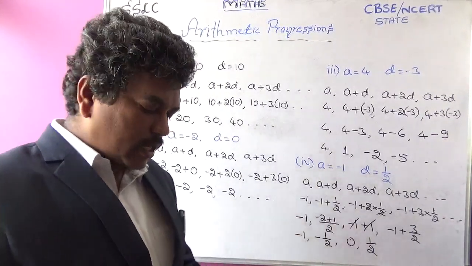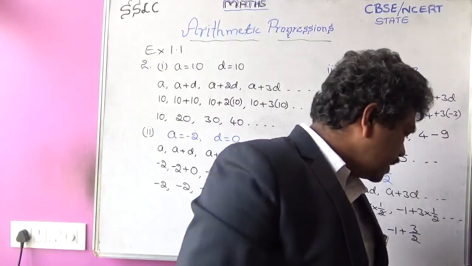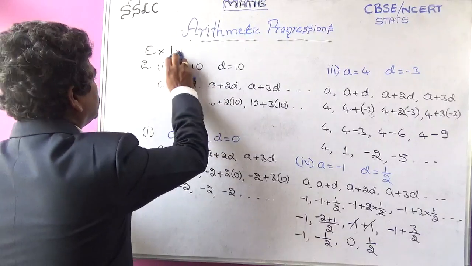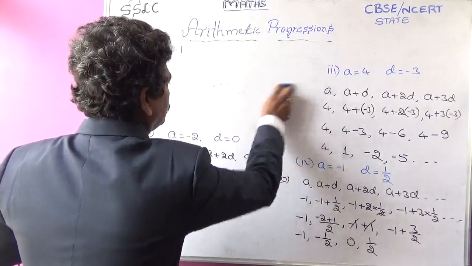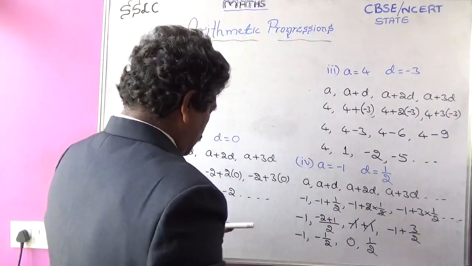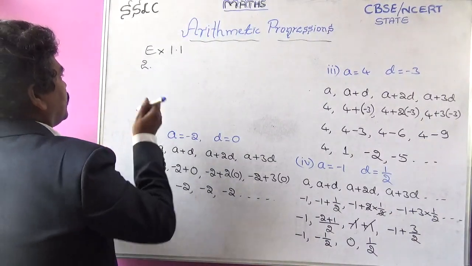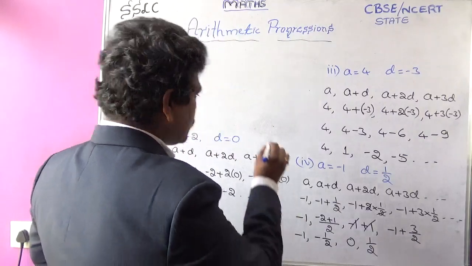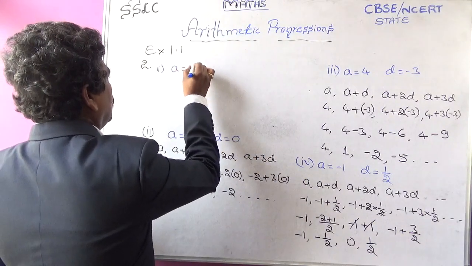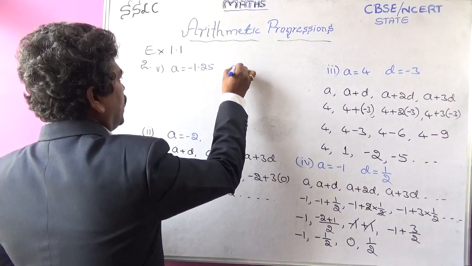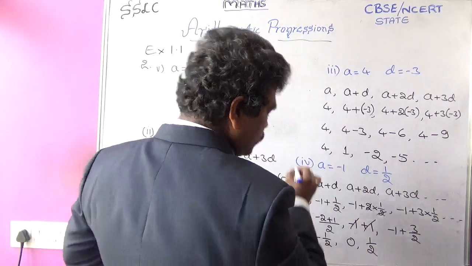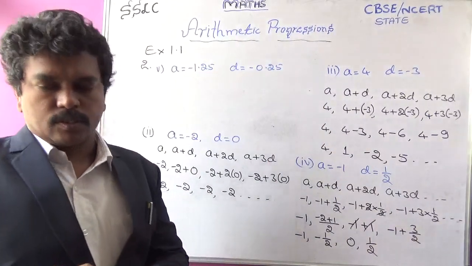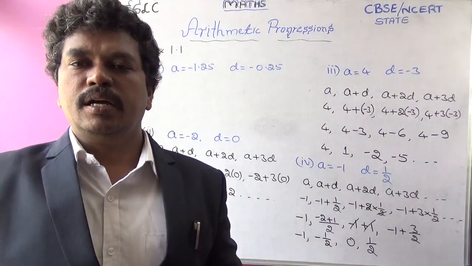So there is another one. The decimal numbers are given. So I have to take here the decimal numbers, that is the fifth one. You observe here, there is a fifth problem. They given that A is equal to minus 1.25 and D is equal to minus 0.25. So here we have to find out the AP.